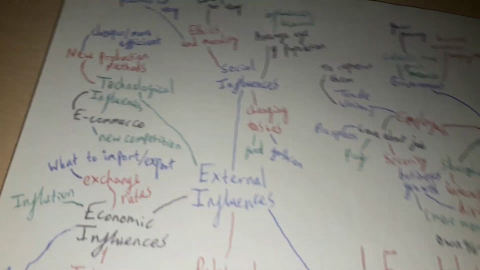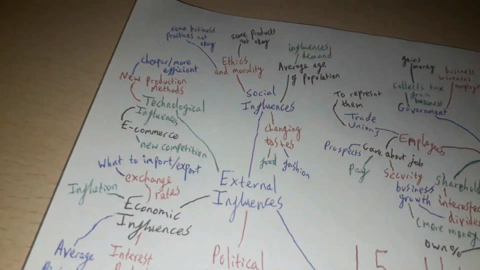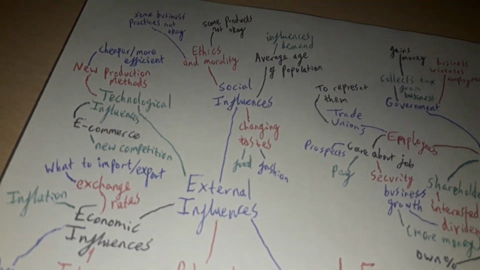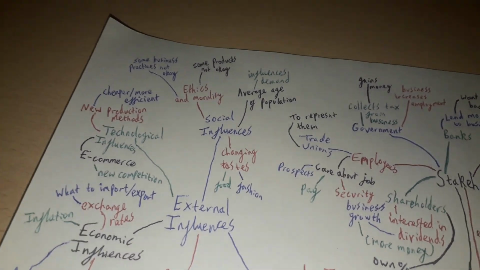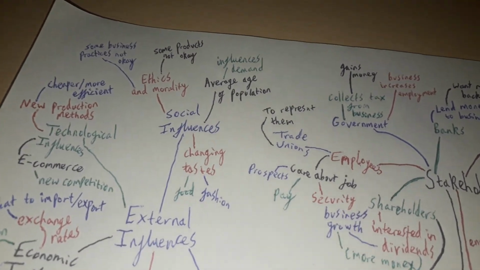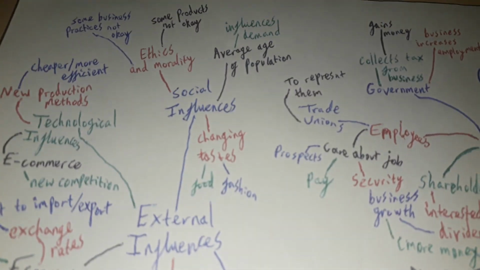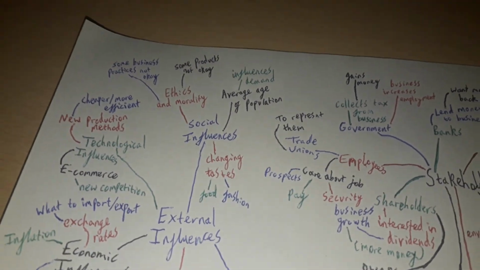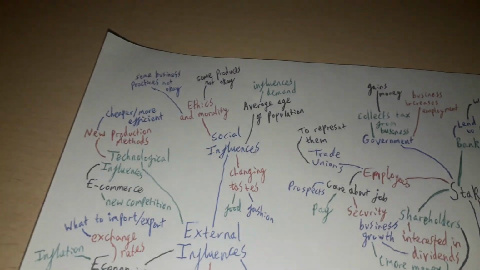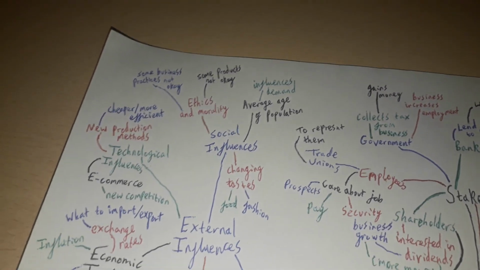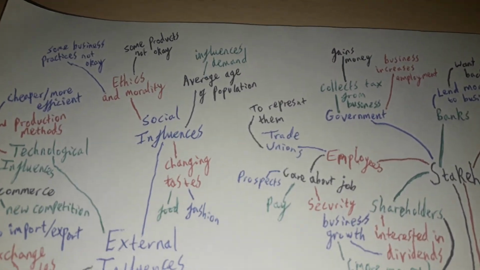Another external influence is the technological influences. So this is all your machinery. So new production methods could lead to something being cheaper or more efficient. So someone using old production methods might get put out of business because these new methods are so much better and so much more effective. Next is e-commerce, which of course leads to new competition because people tend to buy a lot more things online now than they used to, and that's why a lot of small businesses in like small towns are shutting down because they don't have the power to go on the internet.